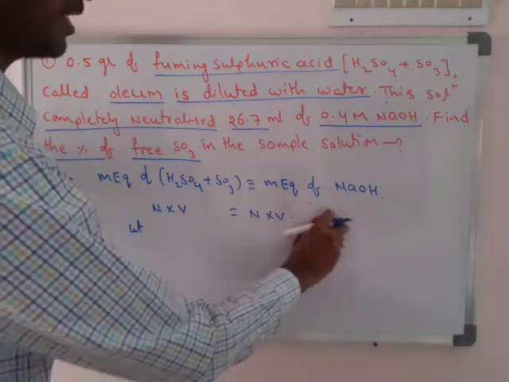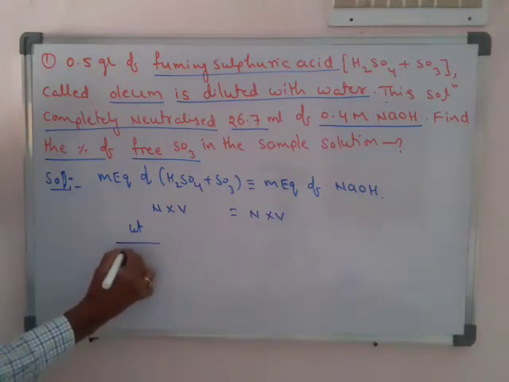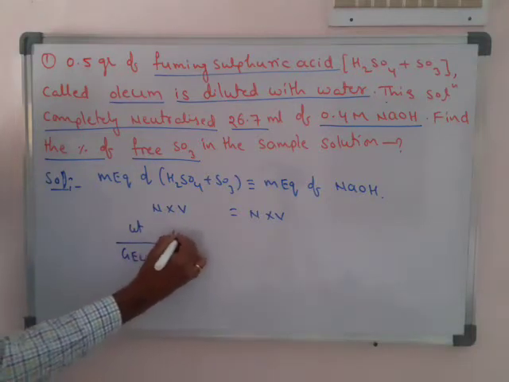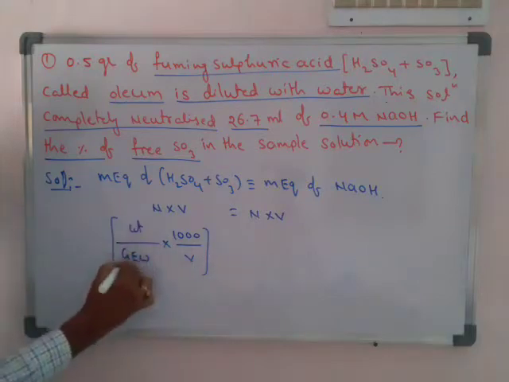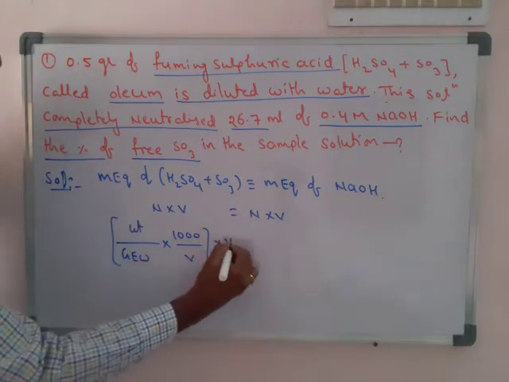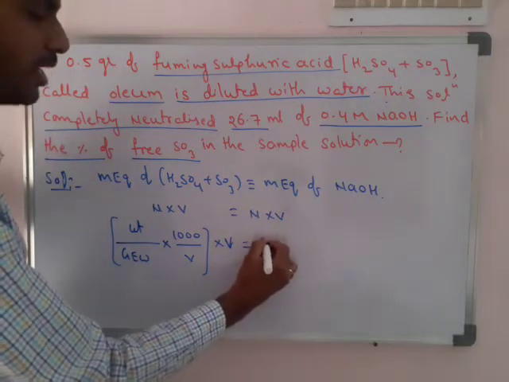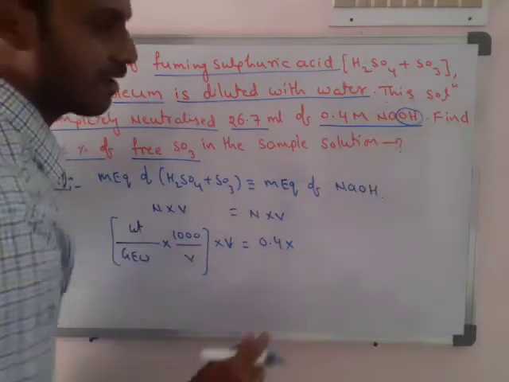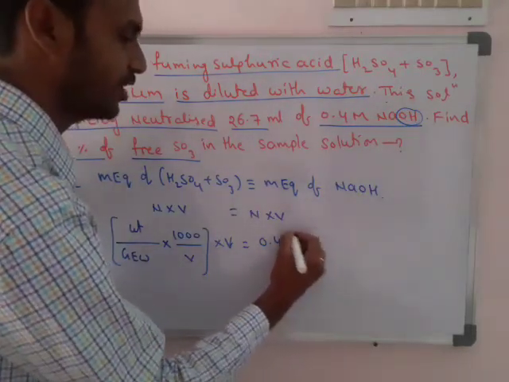So next step, let us write equation 1: weight by gram equivalent weight of oleum into 1000 by V milliliters into V milliliters. What is normality? Molarity into n factor. NaOH is a base, having one OH, so its n factor is 1, into its volume 26.7.